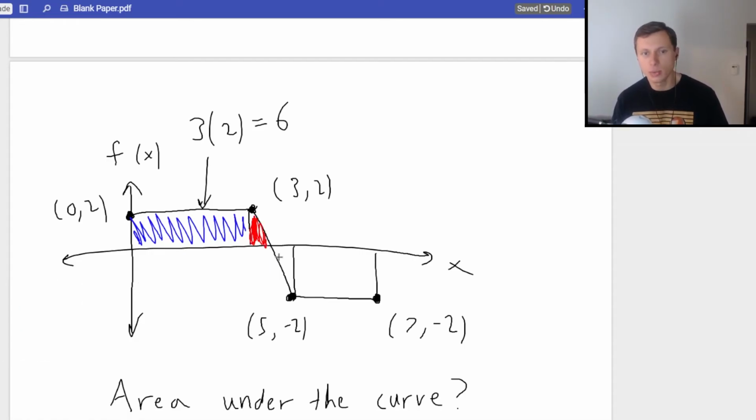Notice here, I don't know how long this is, do I? I don't have the point where they intersect. I did that on purpose because I want to see if you guys can find it on your own. I'm going to give you 30 seconds to think about how we can find either the x-coordinate where this graph intersects, or just in general the length of this triangle, and by extension the length of this triangle. So I'll give you 30 seconds to think about that.